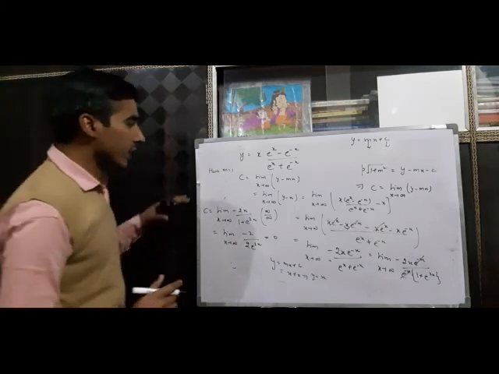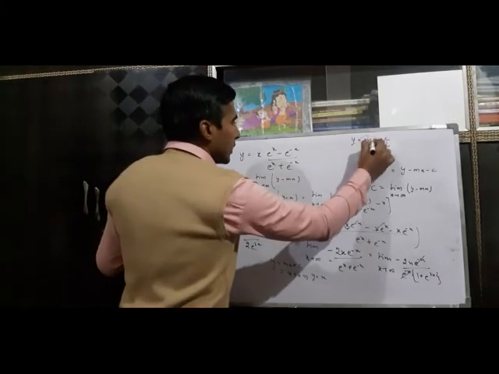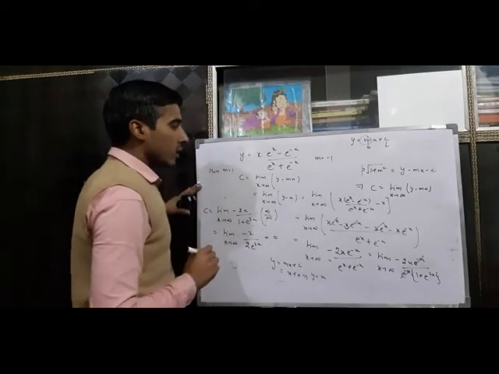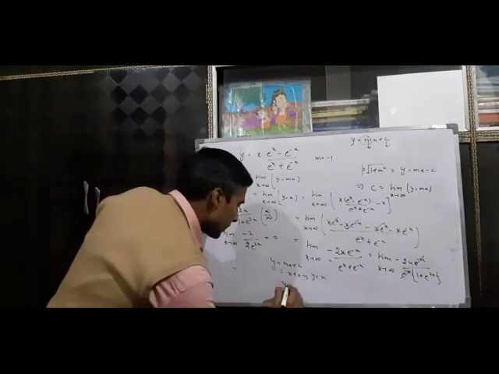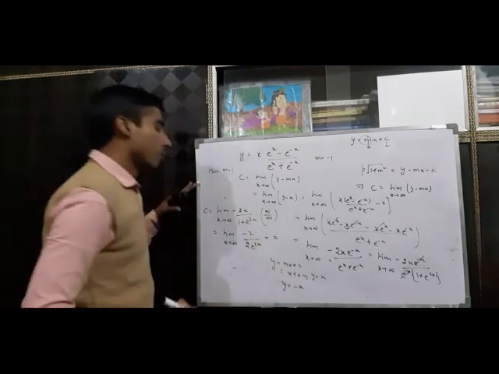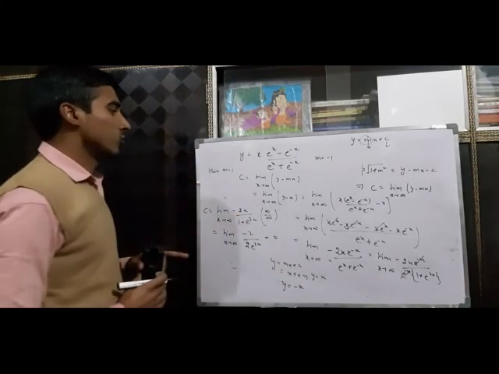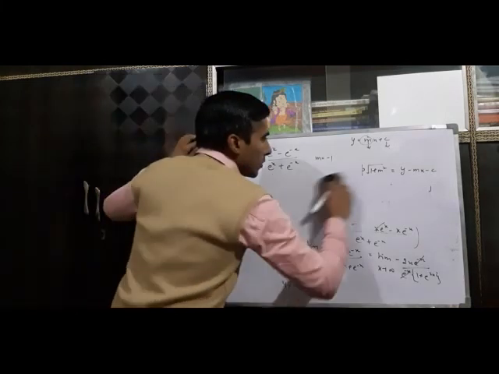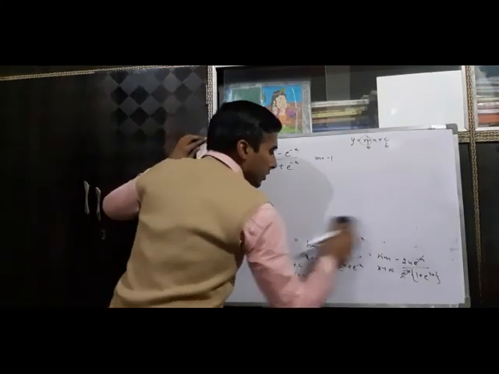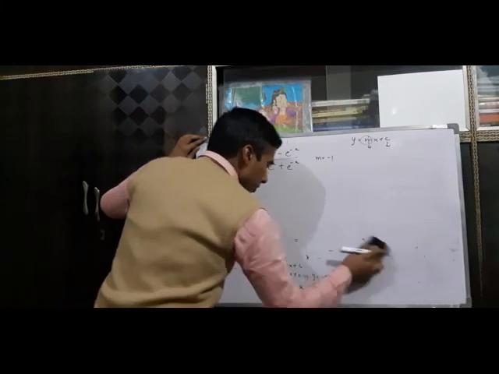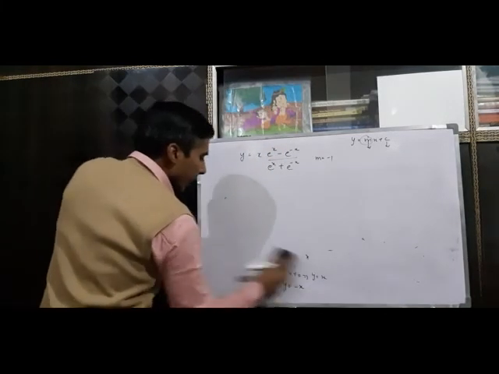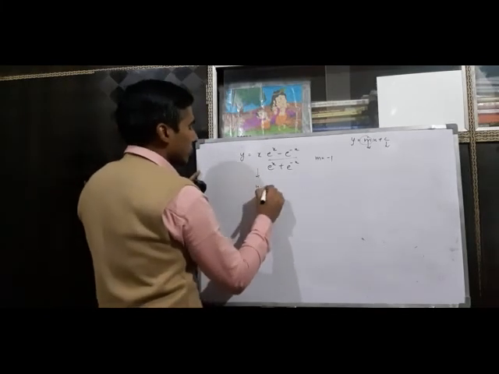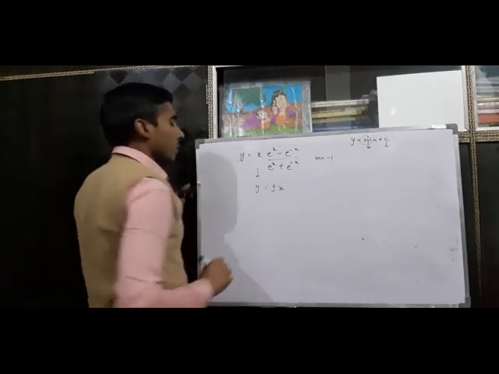In the similar manner, we can show that m is equal to minus 1 will also work. So we get another asymptote y equal to minus x, and c is also 0 here. So clearly this curve has asymptotes y equal to x and y is equal to minus x. This has two asymptotes, which is y is plus minus x.